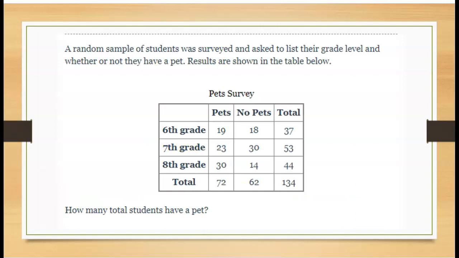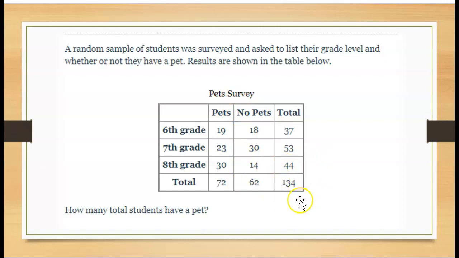All right, here is another random sample of students that was surveyed and asked to list their grade level and whether or not they have a pet. So you can make surveys and ask people lots and lots of different questions. So here is our survey and here are your results. We can see 6th graders, 7th graders, and 8th graders were surveyed. The total amount of people with no pets is 62.